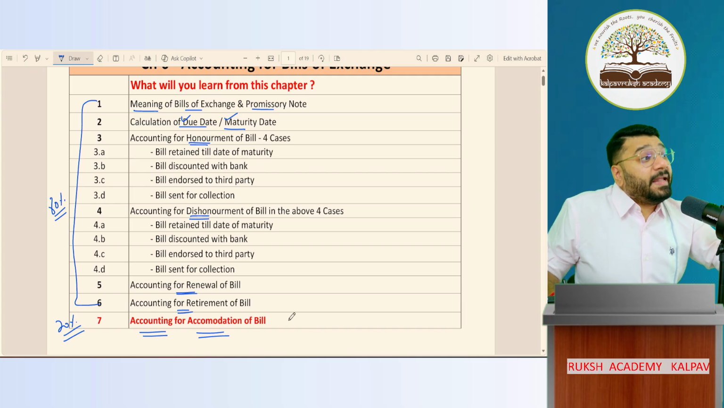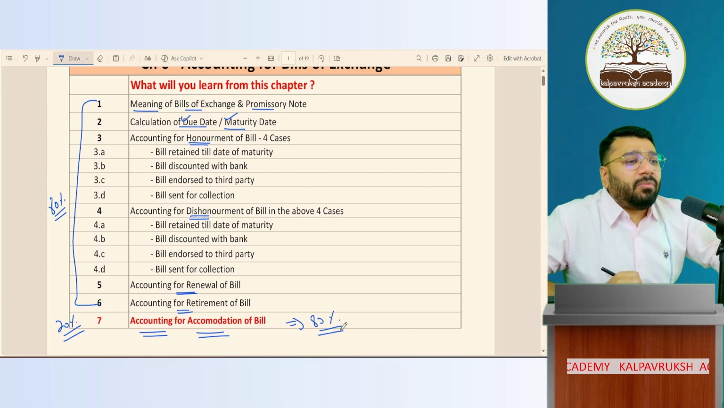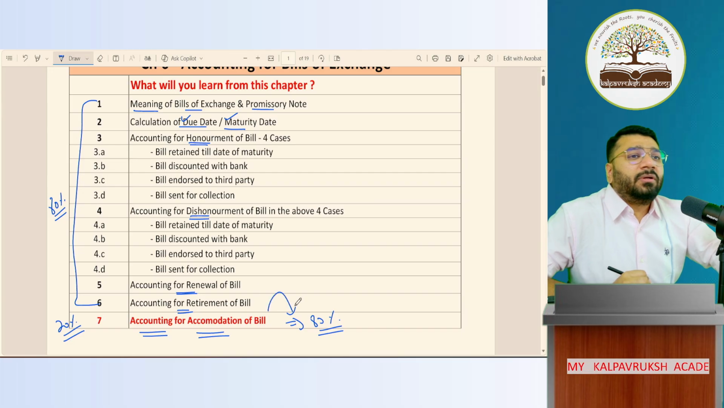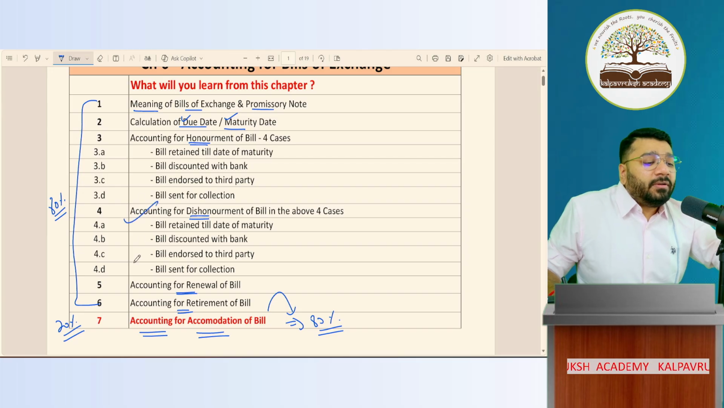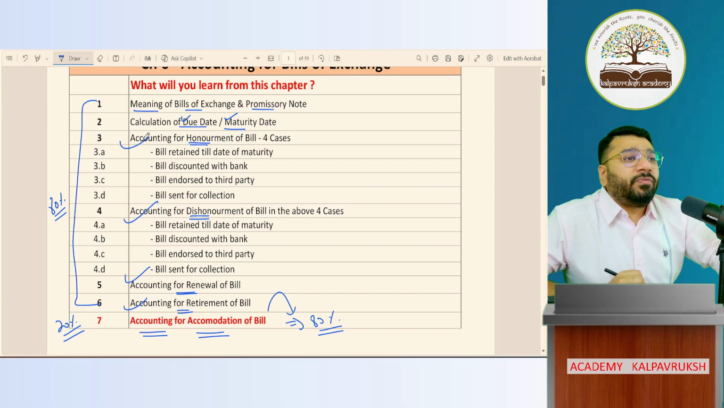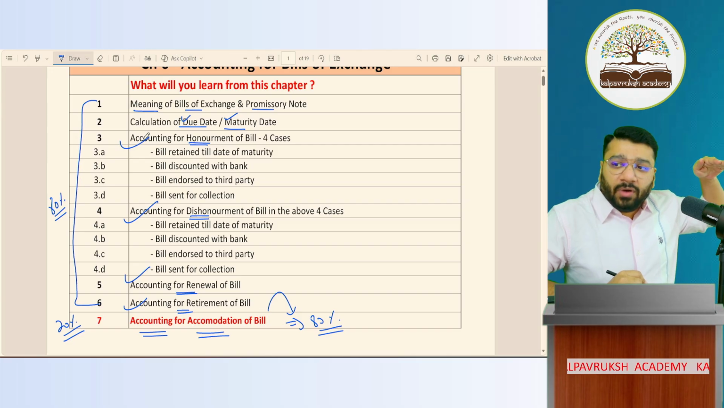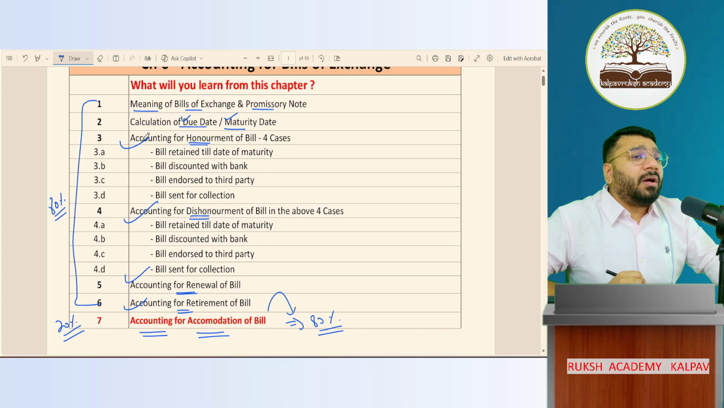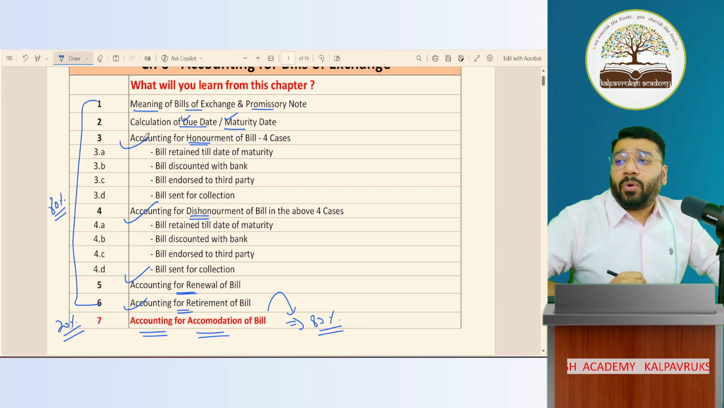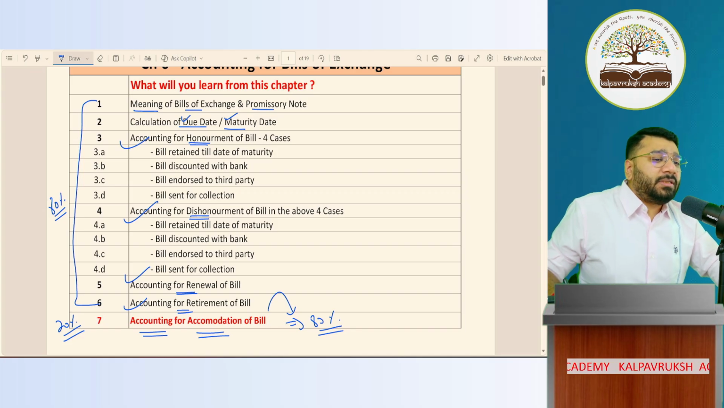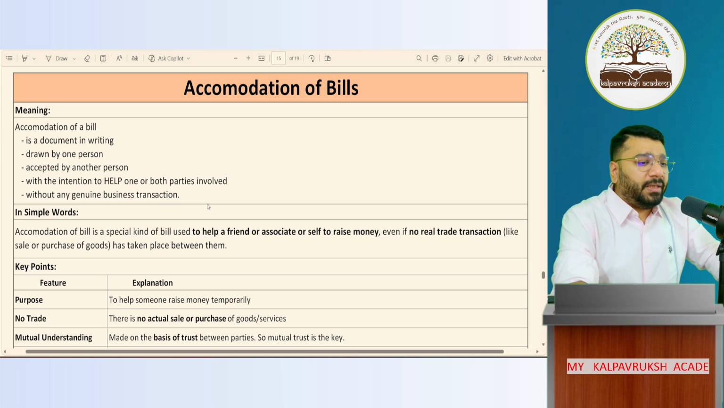Whereas the weightage that I'll give for this topic is 80%. There is a high probability that this question will come to your exam. This concept has its roots connected with the previous concepts. So without doing previous concepts, understanding accommodation of bill is not going to be easy. Hence, we have done a very good job on the base which is required for accommodation of bill. So with that positivity, let's start with the concept of accommodation of bill.